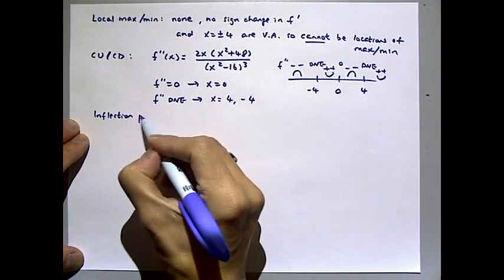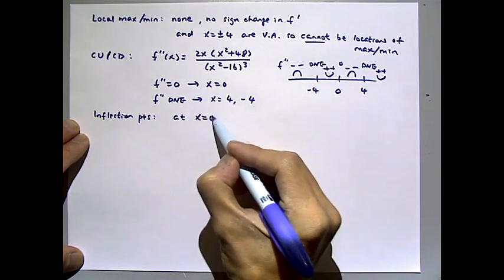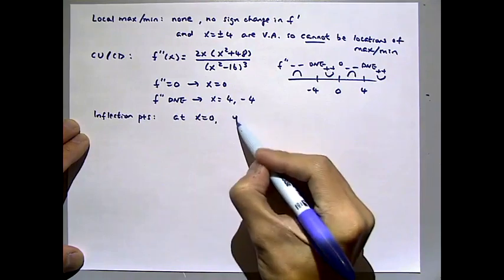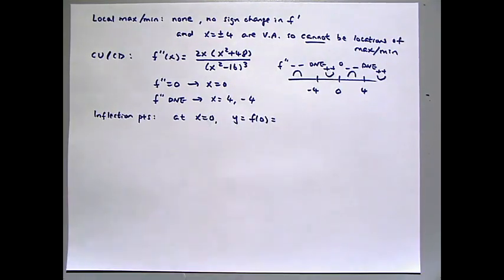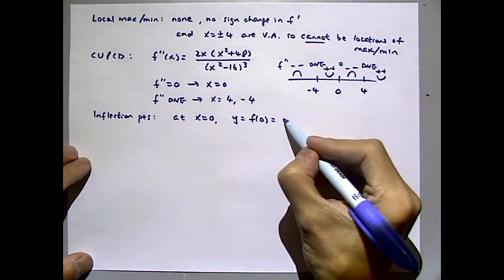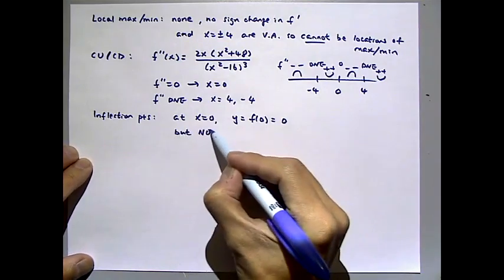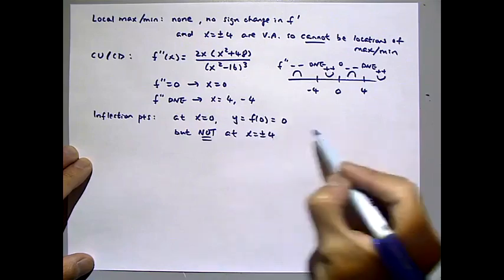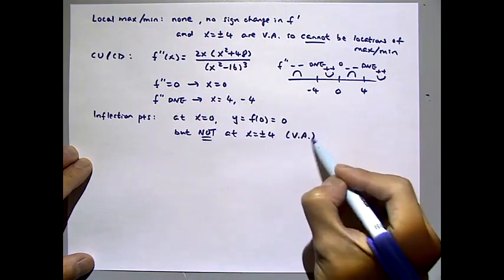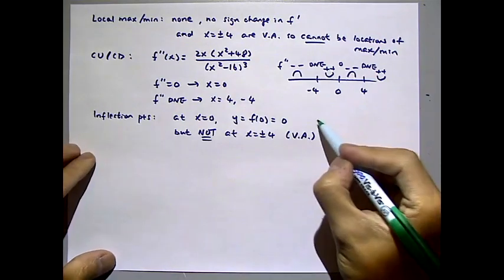Inflection points at x equals 0, and that happens at y equals f of 0. You've got to go all the way back to the first page to find what. Oh, there it is. We get 0. But not at x equals plus or minus 4, because they are vertical asymptotes and they're necessarily out of the domain.